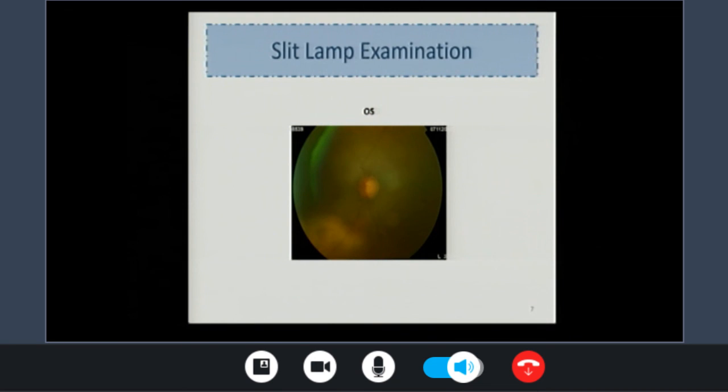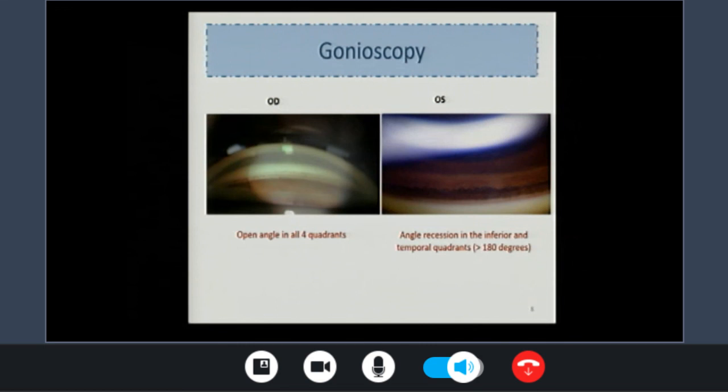This is after the modification of the picture. So we did gonioscopy for her.